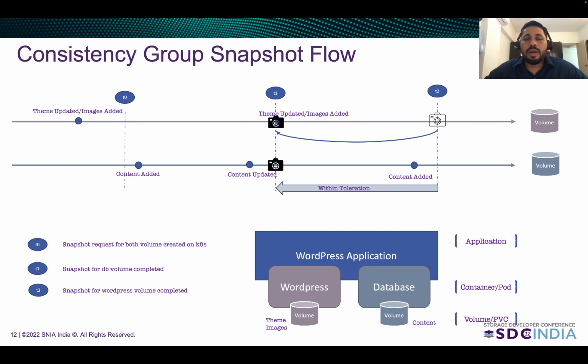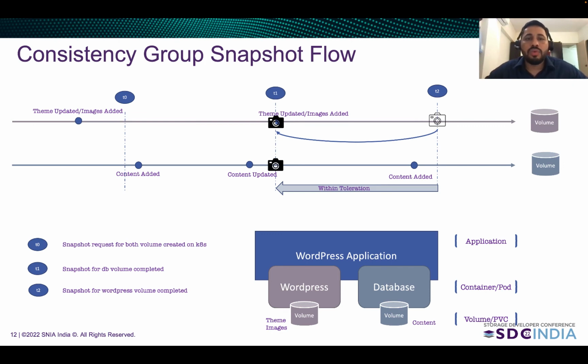Now, when the admin goes and restores the snapshot he initiated at T0, what it gets is the content of both the database volume and the WordPress volume at T1. That is, at the exact same time for both contents. This is how it guarantees the consistency.